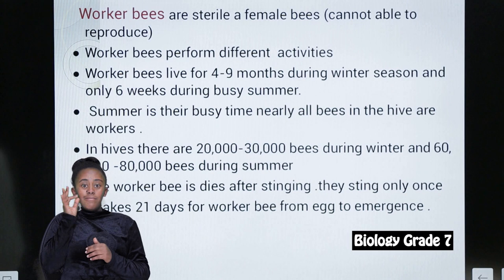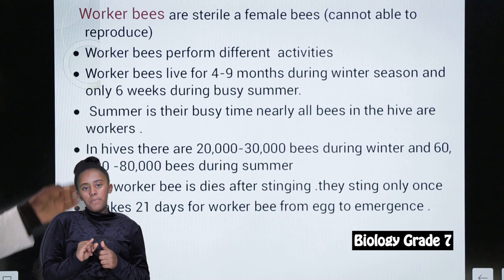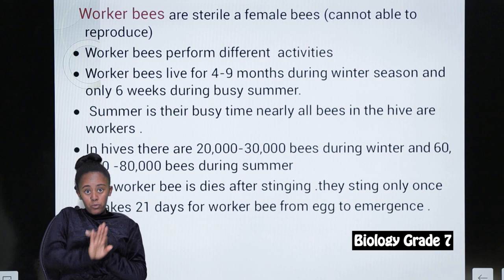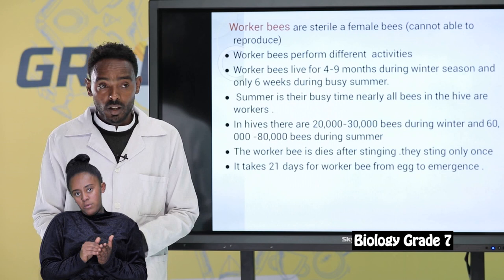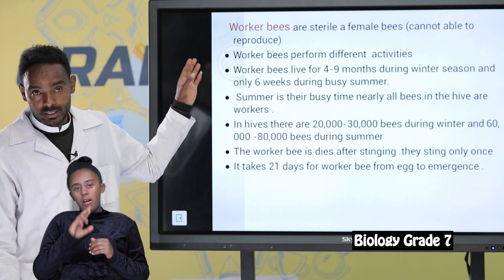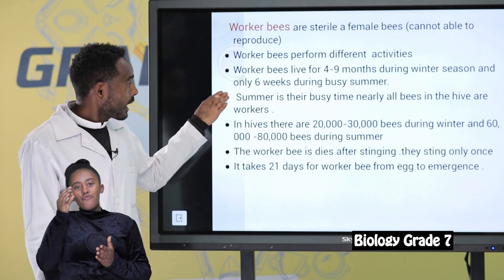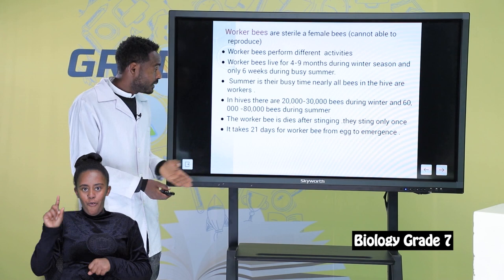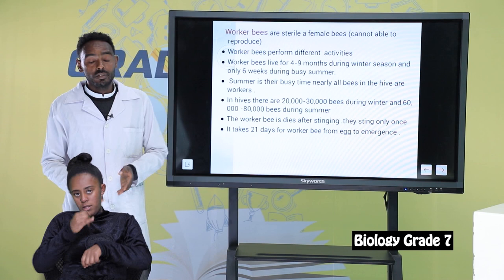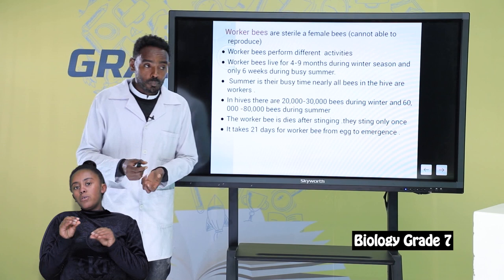The first one is that in a hive, there are 20,000 up to 30,000 bees during winter and 60,000 up to 80,000 during summer. Nearly all of the bees in the hive are worker bees, except one queen and hundreds of drones. Summer is the busy time of a worker bee, and worker bees do their activities by period. They use different periods for doing their activities. They do all the activities performed in their hive. Let us see the periods of work of a worker bee.